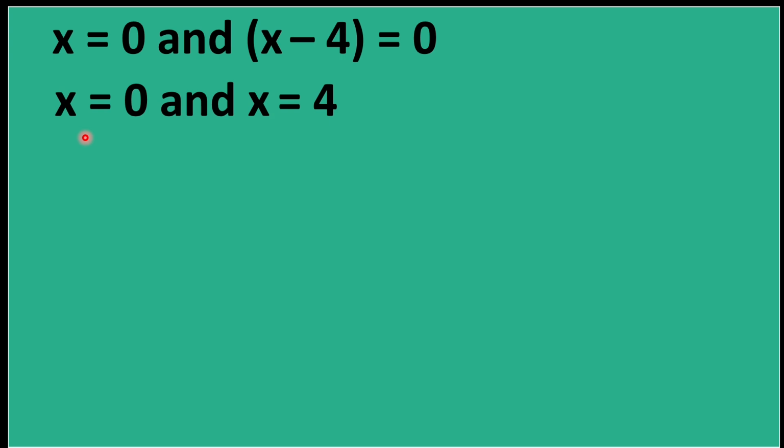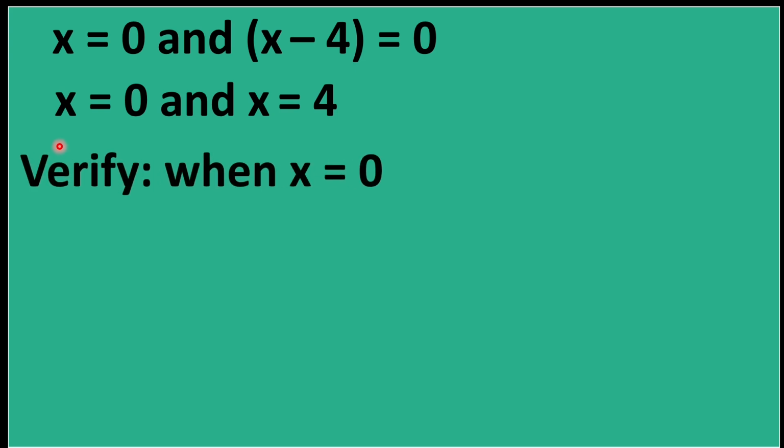But before deciding the final value, the real roots of the equation, first we will verify these two values. So let's verify these values one by one. So let's verify when x equal to 0. So this was our equation which was given at the start. This is our question. We will put 0 over here in place of x.